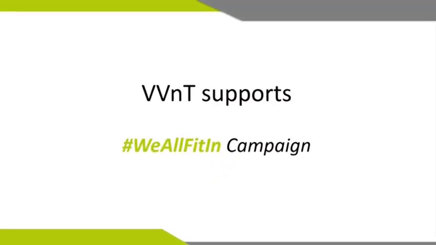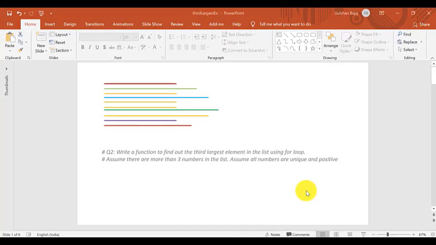Hi and welcome back. Now let's consider this problem where we need to write a function to find out the third largest element in the list using a for loop. And we can assume that there are more than 3 numbers in the list and all numbers are unique and positive. But before we jump into the code, let's try to understand the algorithm which we will be using for solving this problem.